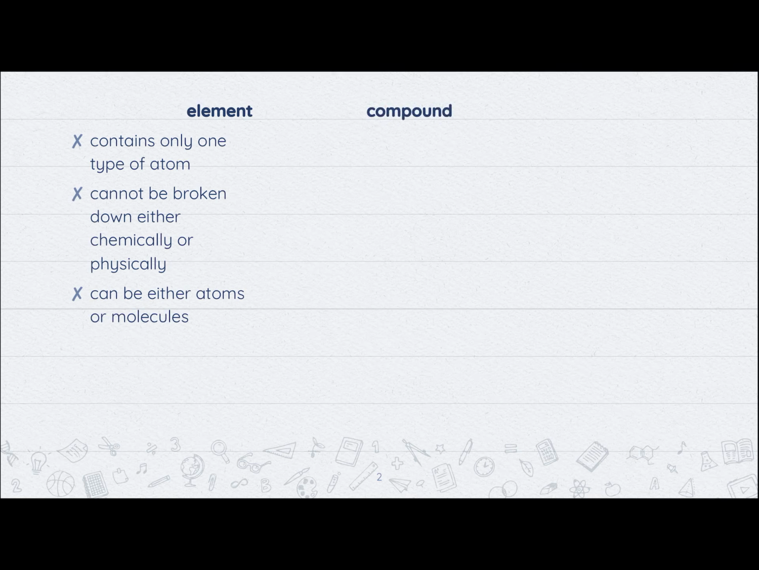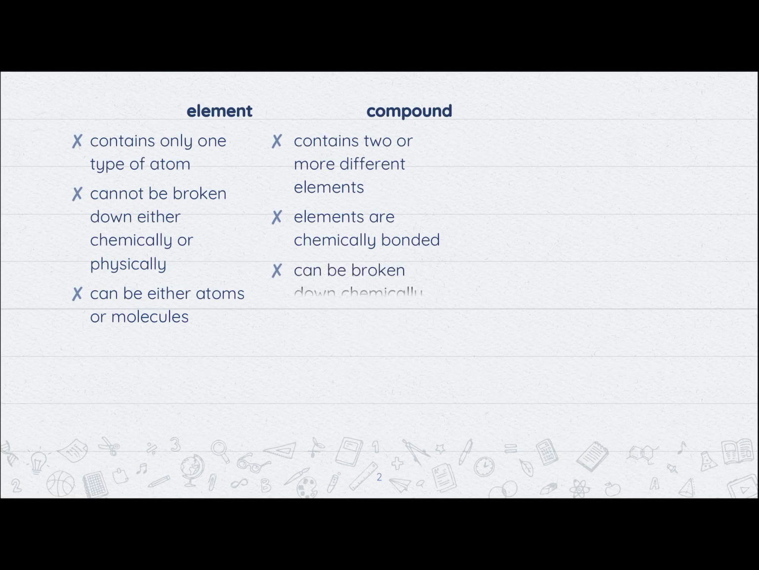Next is compounds. Compounds contain two or more different elements. Those elements are chemically bonded together. That means that they were stuck together through a chemical reaction. Because of that, they can be broken down chemically. And when you combine two or more different elements into a compound, because they're going through a chemical reaction, that means that the compound has different properties than the elements did when they were by themselves.